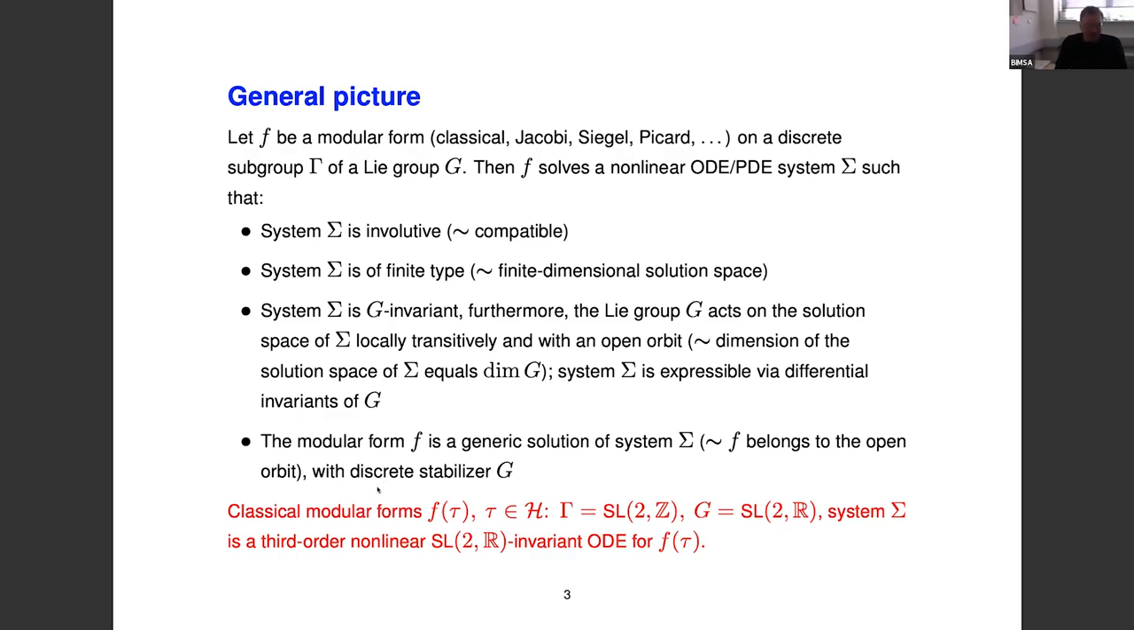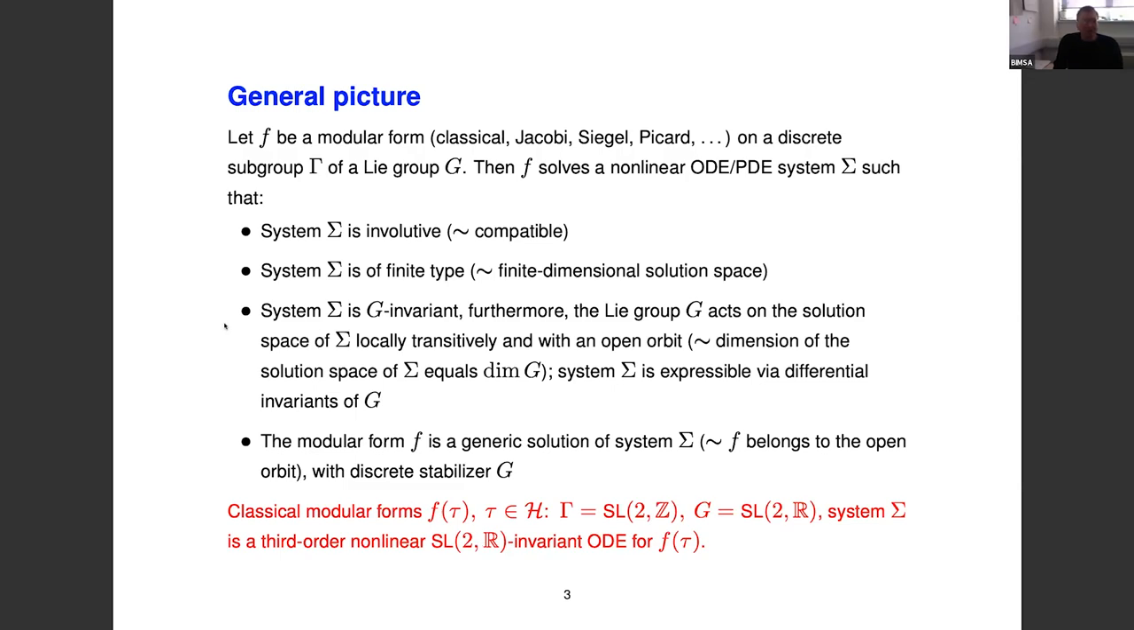And I will discuss a very simple instance of this general picture, where we have a classical modular form f of tau, with tau belonging to the upper half plane H. In this case the discrete group is just SL2(Z), and the Lie group G is SL2(R). The system Sigma for this modular form is just a third order nonlinear differential equation, a single differential equation for this function, which has SL2(R) invariance. In particular, this system Sigma is expressed in terms of differential invariants of a suitable action of SL2(R).